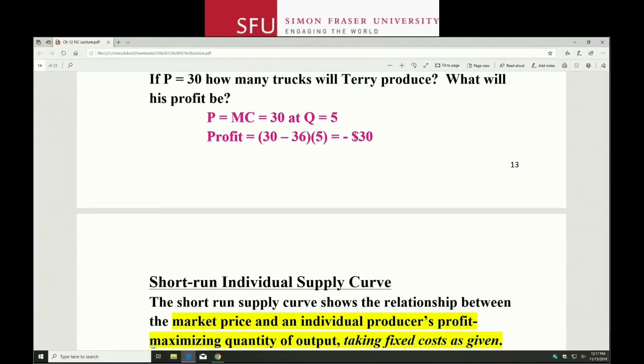There we go. Okay, so the short run individual supply curve. Okay, so it'll show the relationship between the market price and the individual producer's profit maximizing quantity of output, but taking into account those fixed costs.